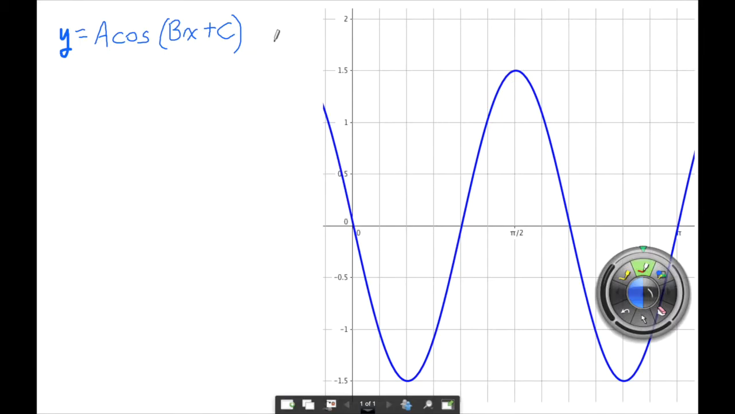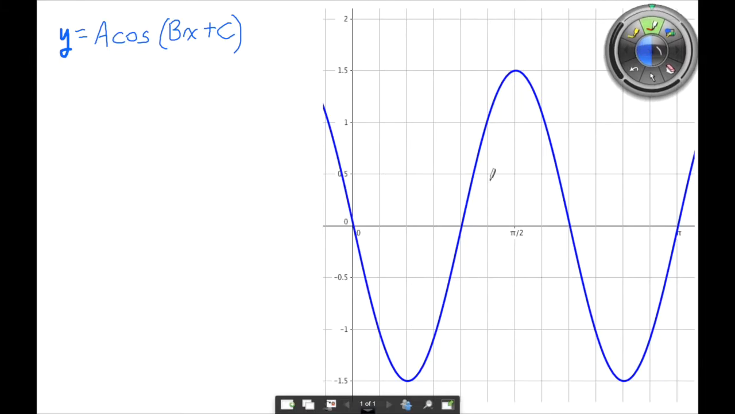Alright, this is an example of how to take a graph of a function and find its equation. Here we have a graph of a sine or a cosine graph. Each one of these blocks going to the right is pi over 12. So two of them would be pi over 6, three of them would be pi over 4, and so on. Here I have to distinguish whether we're talking about a sine graph or a cosine graph.